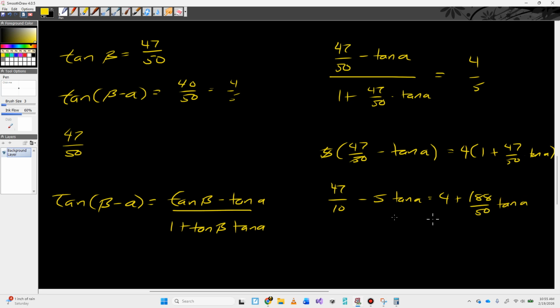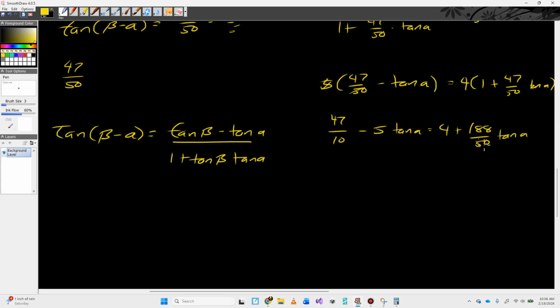I've got variables on both sides, so I need to move things around so that I have a variable on one side. So I'm going to subtract 4 from both sides here, and I'm going to add 5 tan A to both sides. I'm going to factor out tan A there. 47 minus 10, well, that's just 40 over 10, so that's going to be 7/10.